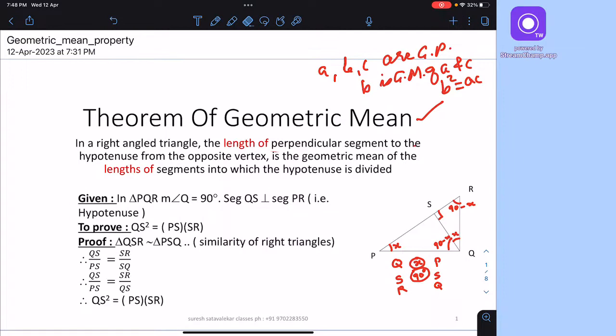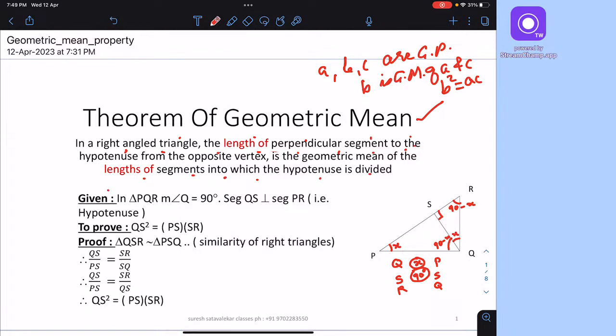Let us see what is the theorem of geometric mean. In a right angle triangle, the length of the perpendicular segment to the hypotenuse from the opposite vertex is the geometric mean of the lengths of the segments into which the hypotenuse is divided.